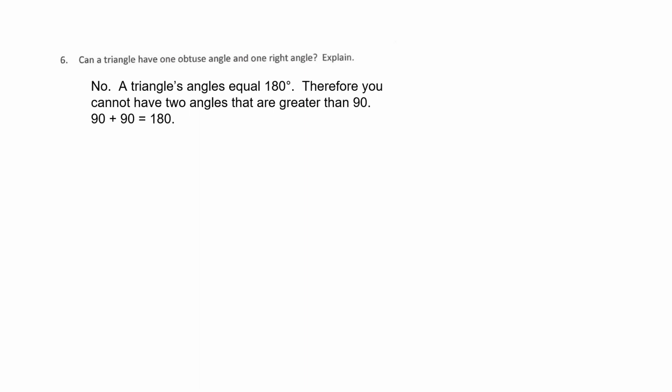Can a triangle have one obtuse angle and one right angle? Well, no, because the angles equal 180. So you can't have 2 angles that are greater than 90, right? Because it will be more than 180.